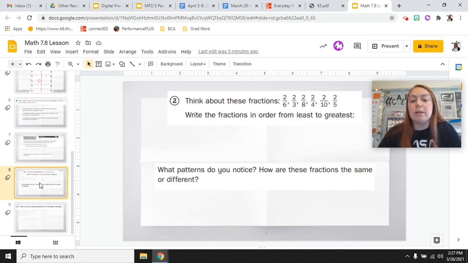The second part is going to say, think about these fractions. So again, it's the same thing, but the numerator's 2. You're going to put them in order from least to greatest, and then again, talk about the patterns that you notice. What we'll do when you come back tomorrow is we'll analyze different student responses and talk about what their rules are. But your job is to do these 2 problems first before watching that second day of the video.